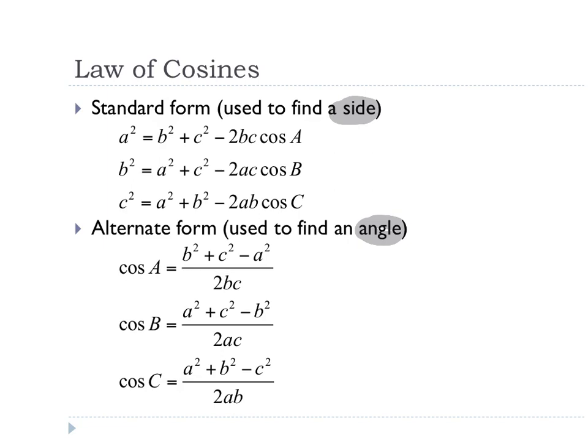So it's the sum of the squares of the other sides. So if I'm looking for A, it's the sum of B and C squared minus the square of the one you're looking for. So if I'm looking for A, then I'm going to subtract A squared. If I'm looking for B, I'm going to subtract B squared. And then in the denominator goes the other two sides, so 2 times the BC, or 2 times the AC, or 2 times the AB.